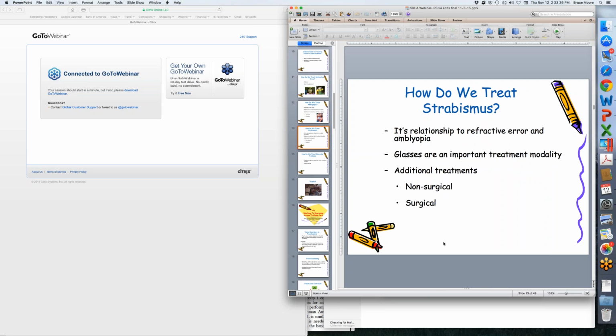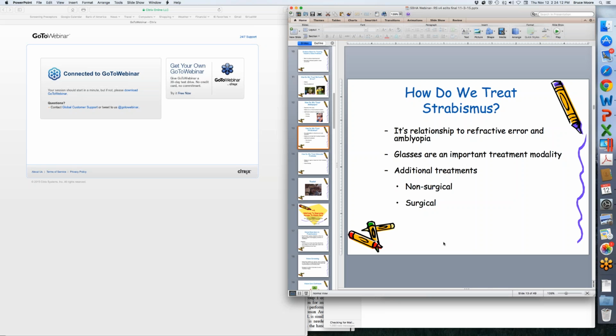The treatment for strabismus begins with treating refractive error and treating amblyopia first. If there is still residual strabismus left, that may be treated in a variety of ways. They may be treated non-surgically by using additional glasses or eye exercises or vision therapy or in some combination. And sometimes we need to resort to surgical intervention to get the eyes cosmetically straight and to get the eyes hopefully working better together as a pair.